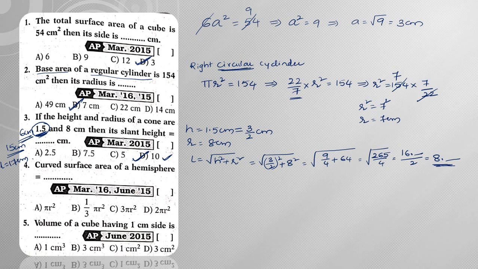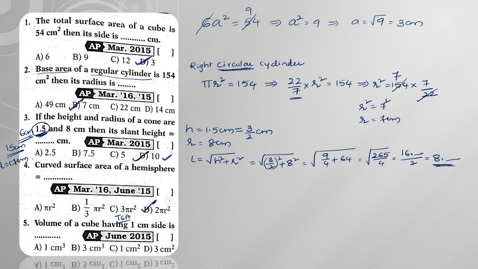Now coming to question number 4, curved surface area of hemisphere is. This is a direct question. If you know the formulas, then you can directly answer it. Curved surface area of hemisphere is half of the surface area of sphere, which is 2 pi r square. If we ask about the total surface area of hemisphere, then the answer would be 3 pi r square, right?